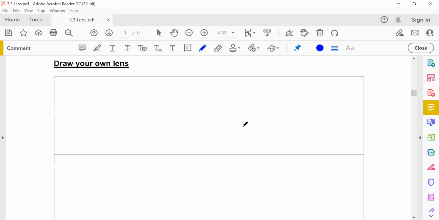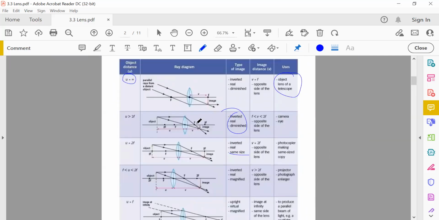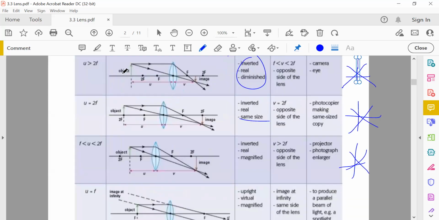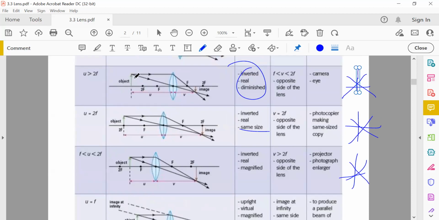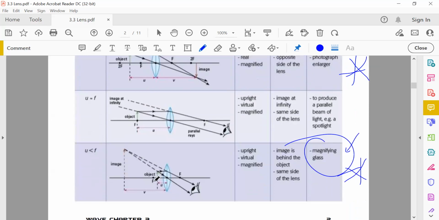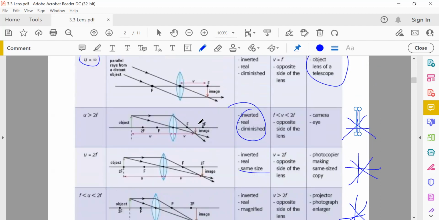What I want you to do is draw the 4 images that are shown here. It's going to be this one, and also this one here. The main difference between these 4 images is basically the position of the object, guys. Depending on where the position of the object is, you see this one here is beyond 2F, this one here is on 2F, this one here is between F and 2F, and this final one here is in between the focal point and the optical center. Depending on where you place the object, your image will be formed differently as well.